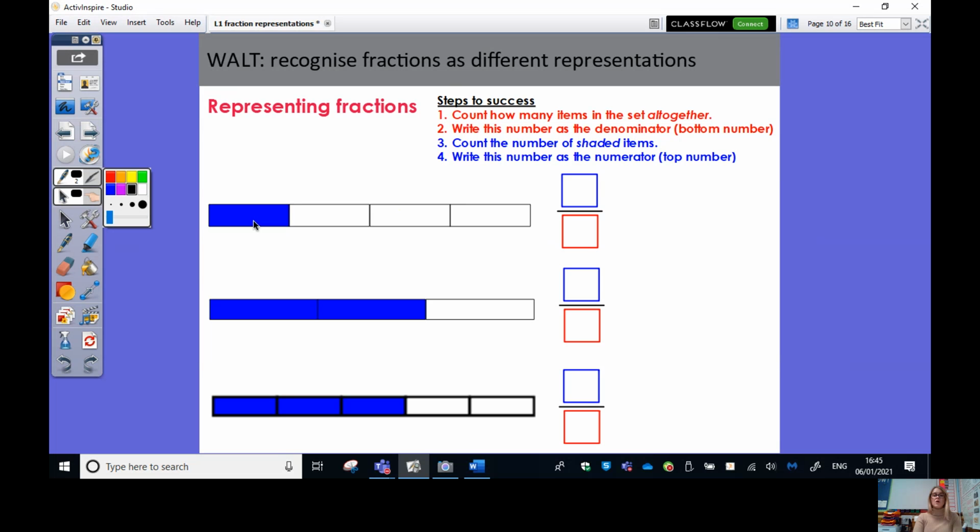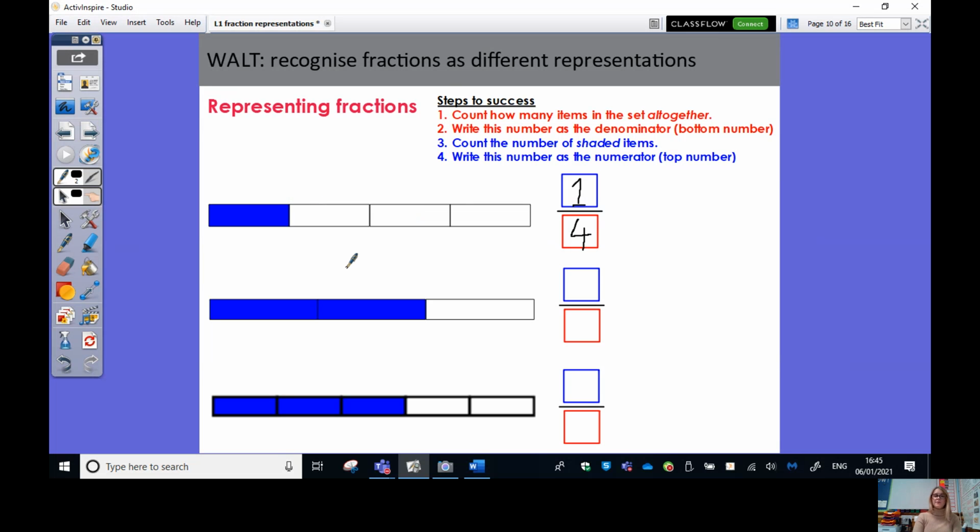So looking at the first one, I have 1, 2, 3, 4. And then I'm to write this number as the denominator, which is my bottom number here. So I'm going to put a 4 on the bottom. There are 4 equal parts. Then I need to count the number of shaded items. Okay, so if I look here, there's 1 that is shaded in blue. And then I need to write this number as the top number. So I had 1, I'm going to write that in there. So this representation is showing me 1/4.